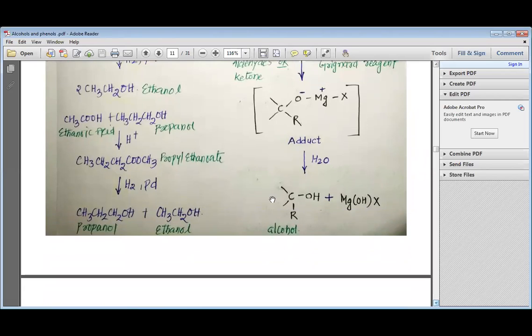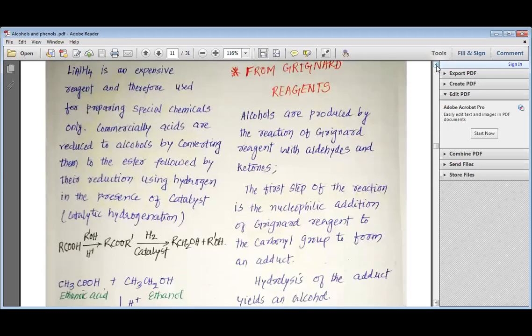At the same time, my dear students, when we take ethanoic acid and propanol, we allow them to react with each other so that we can get propyl ethanoate, and then from the propyl ethanoate we get propanol and ethanol. So this is how, my dear students, we get various products.